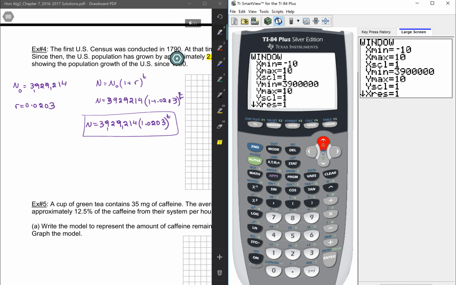You know what? Let's do this. Let's put the y max to 400 million. No, I mean 400 million. How many zeros is that now? Because this is going to grow. Did I put the right number?